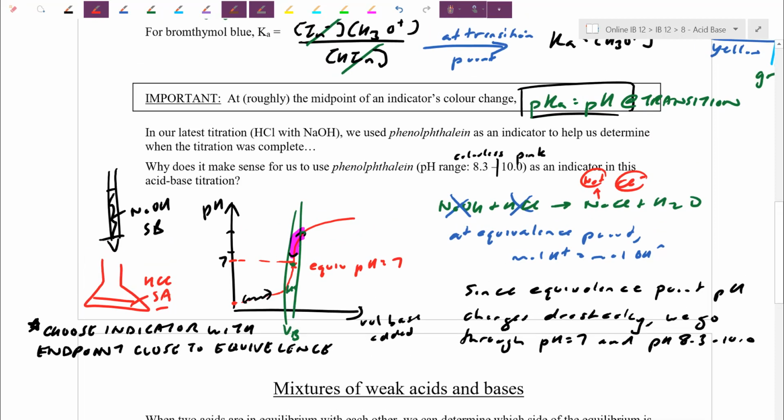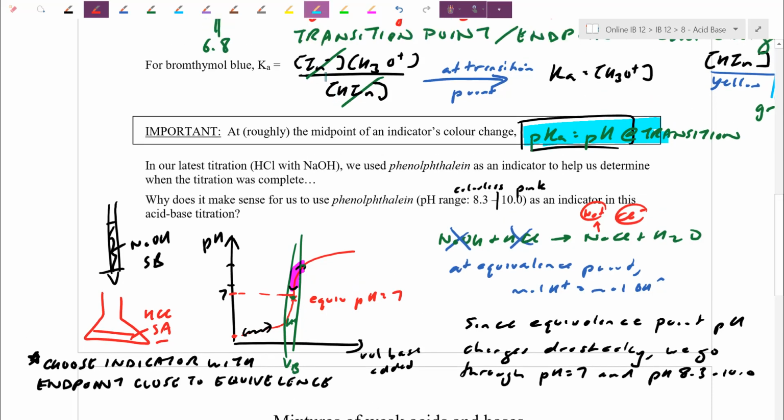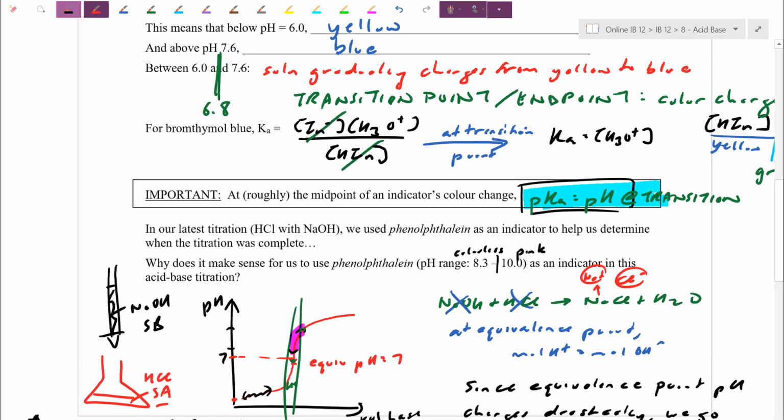This is an important relationship. If they ask you, well, can you find the Ka of a certain indicator, just take the pH range and find that halfway point. At that point, the acid form and the base form are cancelled out, so the pKa is equal to the pH at that point. So case in point here, if we have a range of 6.0 to 7.6, the halfway mark is 6.8. This is the pH at the transition point. This is also equal to the pKa.